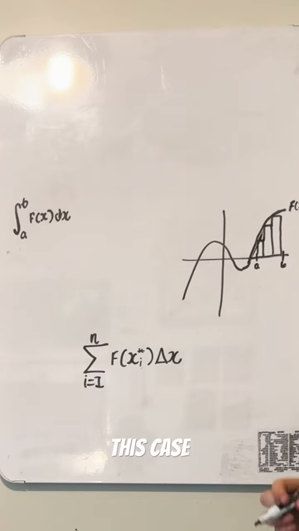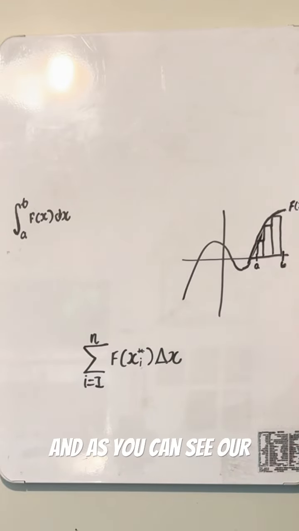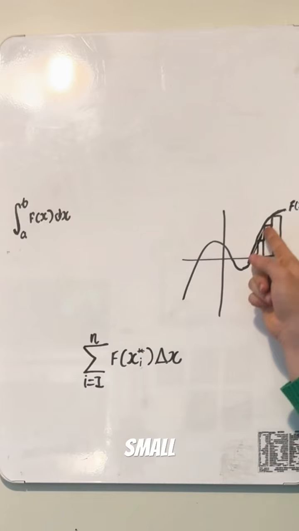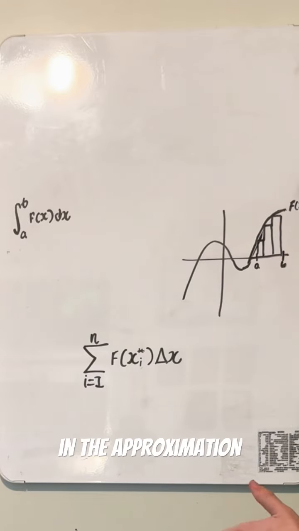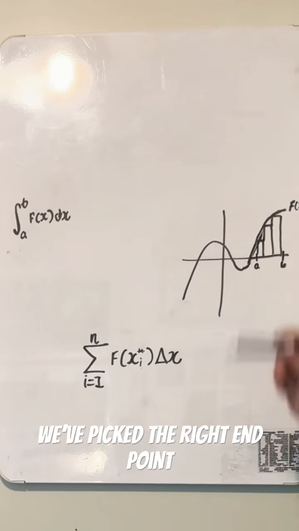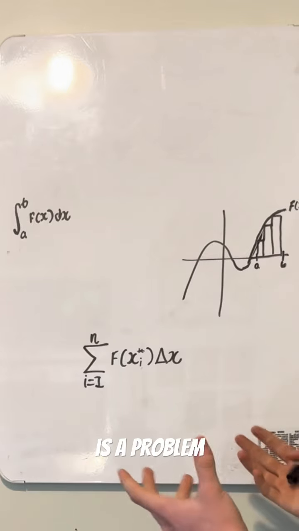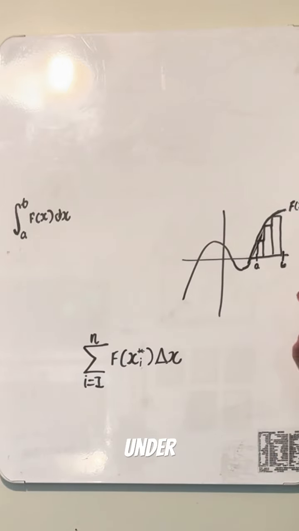Now, in this case, I picked 3 rectangles to represent our Riemann sum, and as you can see, our 3 rectangles have some small gaps in the approximation, and that's why it's an approximation, because assuming we pick the right endpoint like I did here, this doesn't fully represent the area under the curve. Now, this is a problem because we want the exact area under the curve.